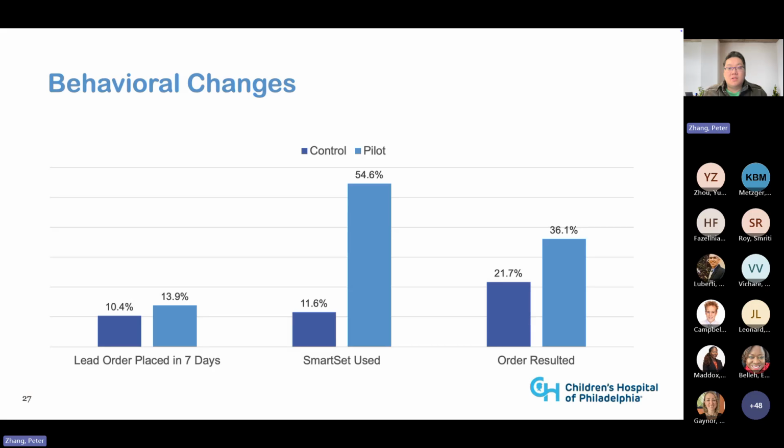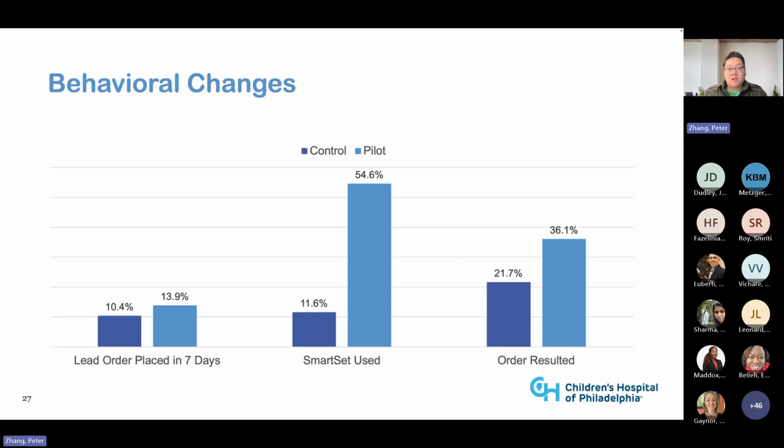So as you can see, there was a significant increase in the number of lead orders placed within 7 days, increasing from 10.4 to 13.9%. Now, a 3.5% gain may seem pretty small here, but when we looked at the number of encounters eligible for the nudge during this time frame for all of our outpatient clinics, we found over 9,000 encounters. So when you scale up 3.5% to 9,000 encounters, we're talking about an additional 300 to 400 lead orders.